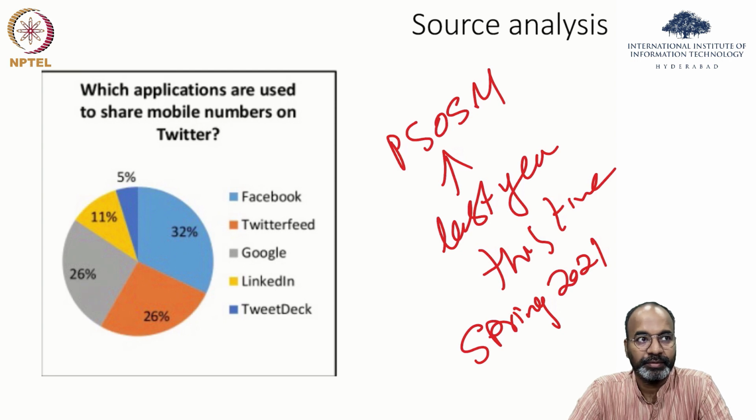So one of the things that you can derive from these tweets that you get, these Facebook updates you get, is which applications are used to share these mobile numbers.